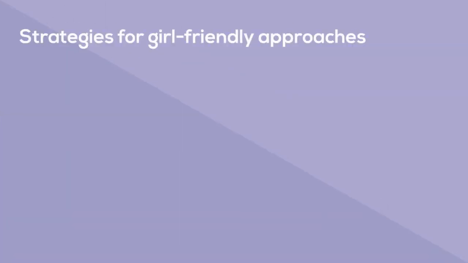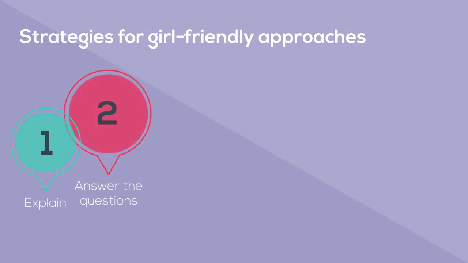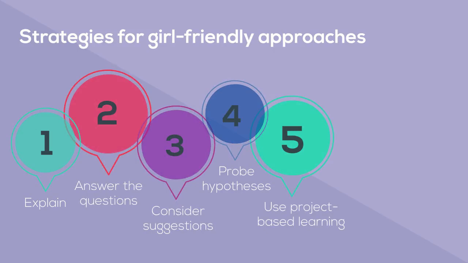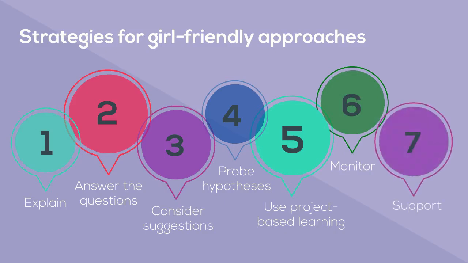Strategies for goal-friendly approaches. Inclusion of disadvantaged students. Take time to explain instructional processes, answer the questions, consider the suggestions, and probe their hypotheses. Use project-based learning. Embed lessons with connections to the real world and show relationships between the content, skills, and the lives of real people. Monitor them as they work, prod their learning, and support them when they are hesitant.